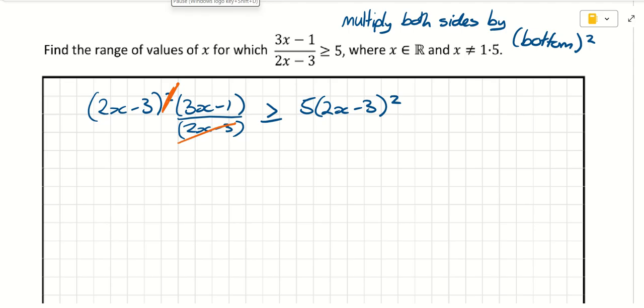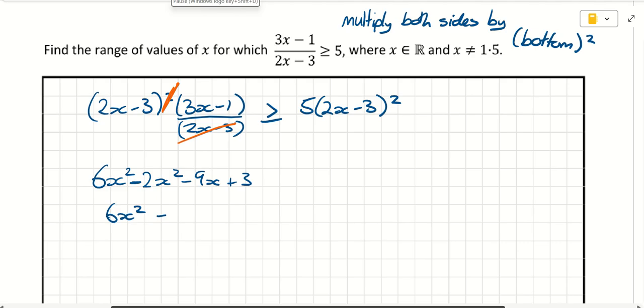So we can just multiply out our brackets. I'm going to do it in my head. If you want to do it out the long way, that's grand. So we've got 2x times 3x. That gives us 6x squared. Then we'll have minus 2x minus 9x plus 3. So we get 6x squared minus 7x.